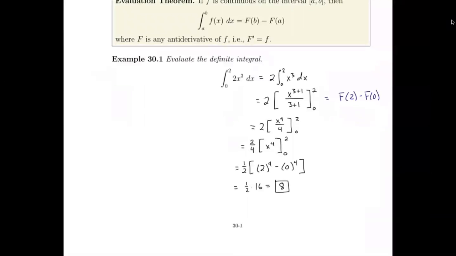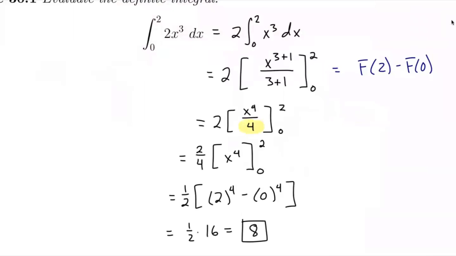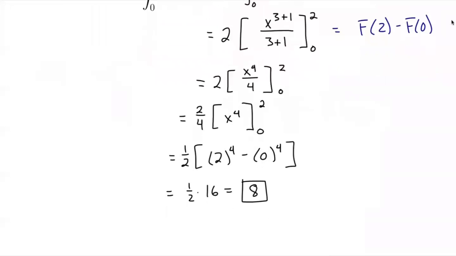So that's that. Moving forward from there, we can actually do these evaluations, right? We know that this denominator is 4. 3 plus 1 is 4. We have x to the 4th here. 2 over 4 is 1/2 times x to the 4th. And I'll do 1/2 times 2 to the 4th minus 0 to the 4th. And I get this line in here. 2 to the 4th is 16 minus 0 is just 16, times 1/2 gives us 8. So that's our evaluation there.